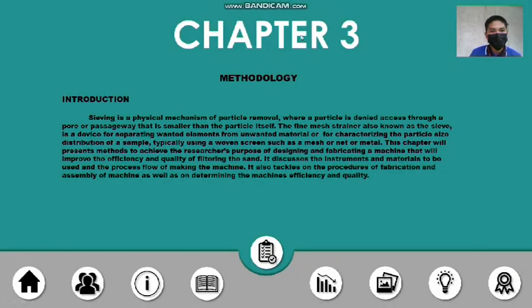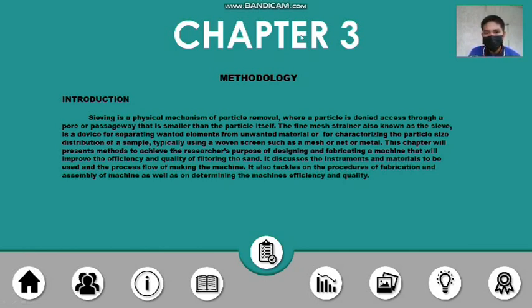Chapter 3, Methodology, Introduction. Sieving is a physical mechanism of particle removal, where a particle is denied access through a pore or passageway that is smaller than the particle itself. The fine mesh strainer, also known as the sieve, is a device for separating wanted elements from unwanted material, or for characterizing the particle size distribution of a sample.